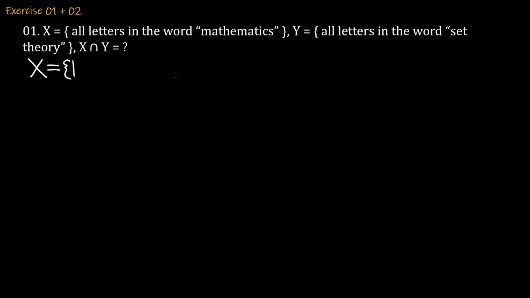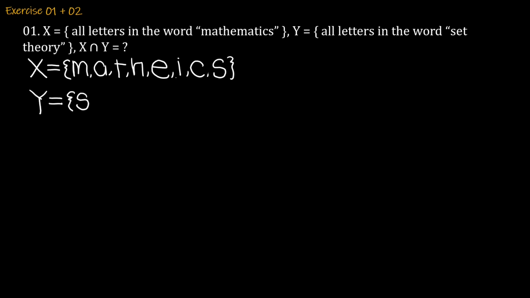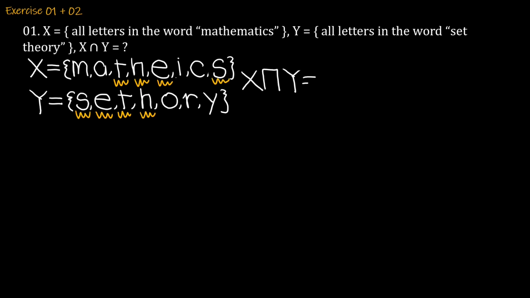X contains elements M, A, T, H, E, I, C and S. Y contains elements S, E, T, H, O, R and Y. Their common elements are T, H, E and S, which are elements of the intersection of the two sets.